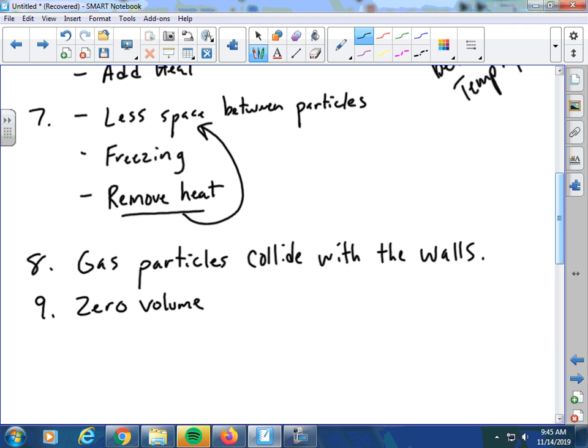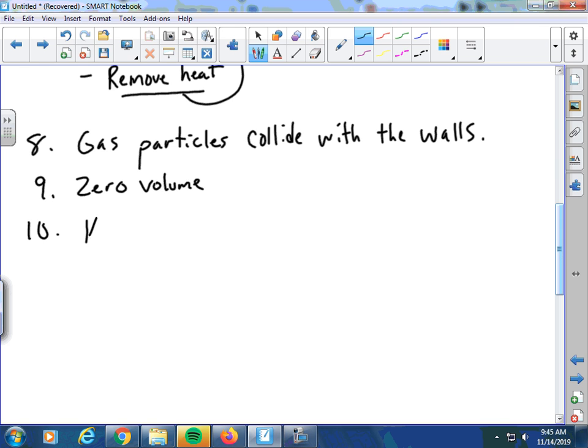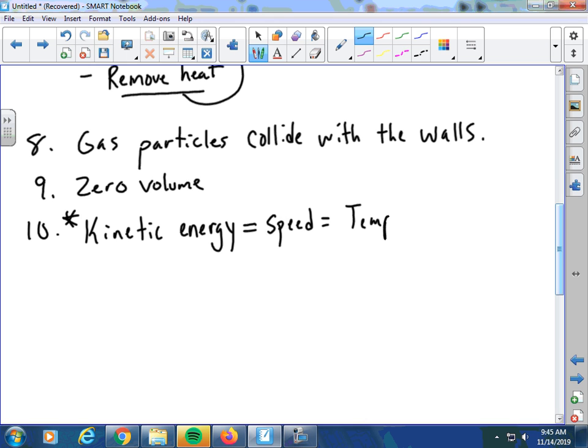All right, number 10. As the temperature of a gas decreases, what change occurs in the amount of kinetic energy? So what you got to understand for number 10 is that kinetic energy, this is the main idea here. Kinetic energy is like the speed of the particles. And that's also related to the temperature. So those three things go together.